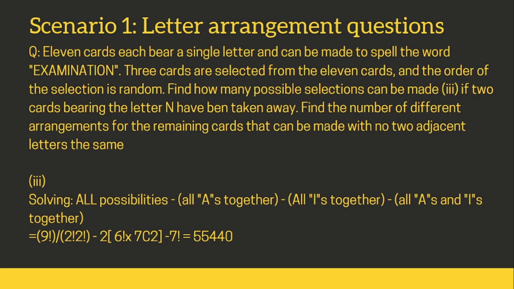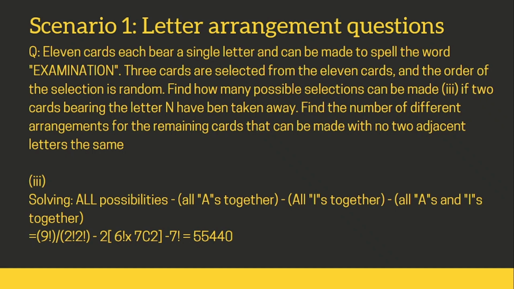In this case, it will be 9 factorial divided by 2 factorial divided by 2 factorial. This part is because we remove the 2 N's. So instead of 11 letters, we only have 9. Then we still have the 2 duplicate A's and the 2 duplicate I's. So that first part is why we get 9 factorial over 2 factorial 2 factorial.